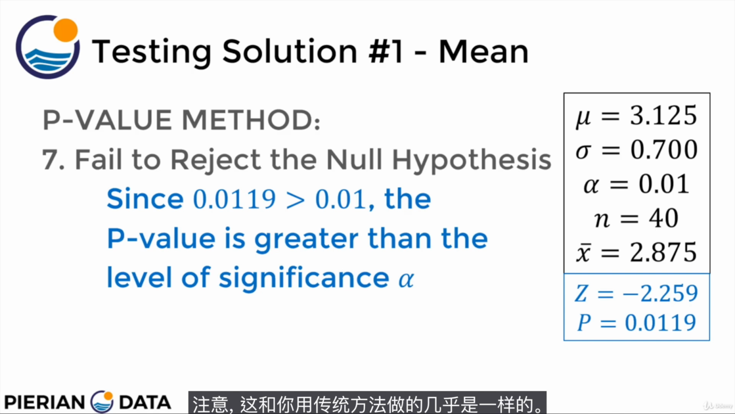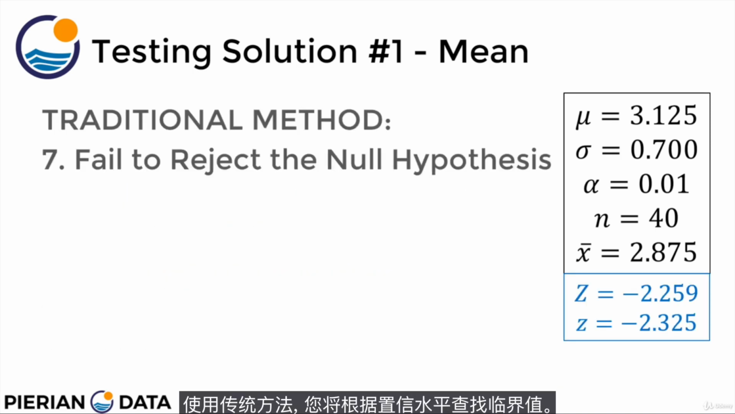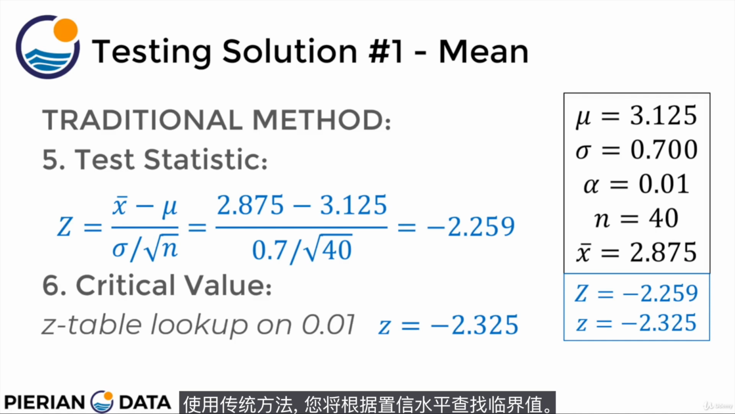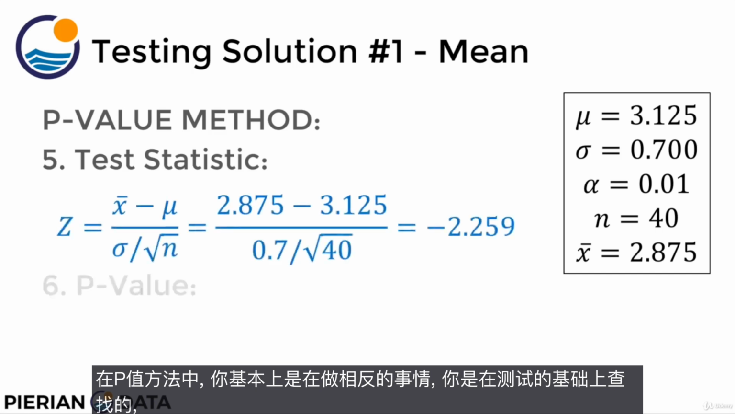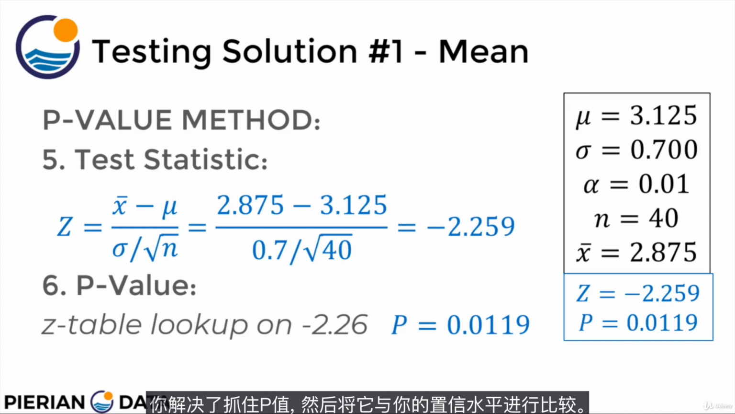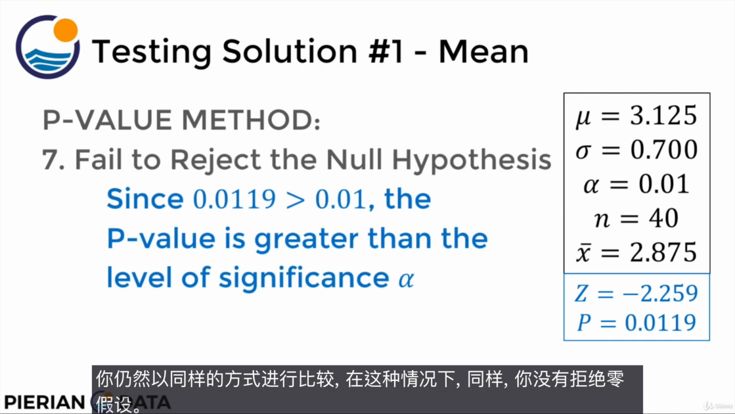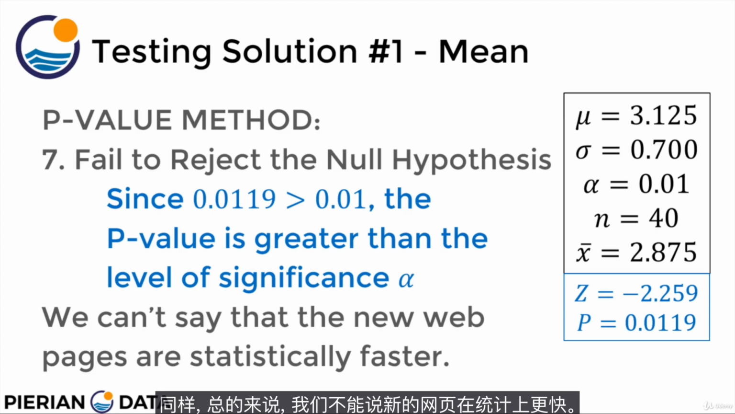With the traditional method, you are looking up that critical value based on the confidence level. In the p-value method, you were basically doing the reverse. You were looking up based on the test statistic you solved, grabbing that p-value and then comparing it to your confidence level. And you still do the comparison the same way. And in this case, again, you fail to reject the null hypothesis. So two different approaches that get you the same result. And again, overall, we cannot say that the new web pages are statistically faster.